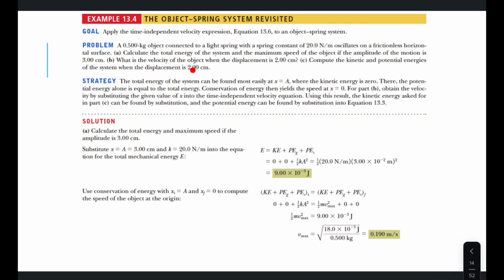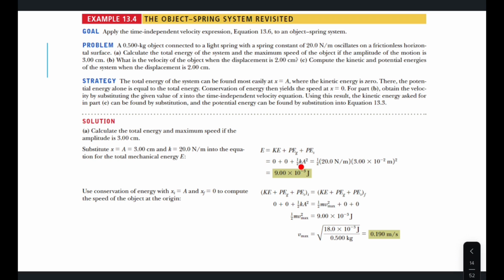So let's begin with A. Calculate the total energy of the system and the maximum speed of the object, given the amplitude. So we know that E total is equivalent to kinetic energy plus PEG plus PES. Initially, there is no movement, so V is 0, therefore K is 0. PEG, there is no height, there is no delta Y or h, therefore PEG is 0. PES, yes, we do have, in terms of the maximum, because it is half k x maximum squared, or A squared. So this is the E total, which is in terms of PES maximum.